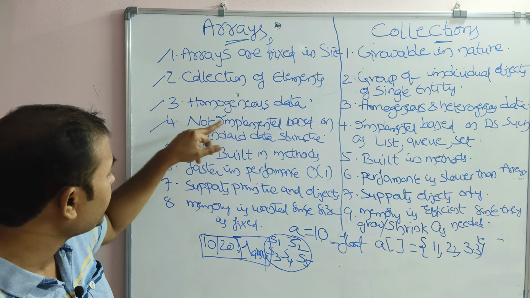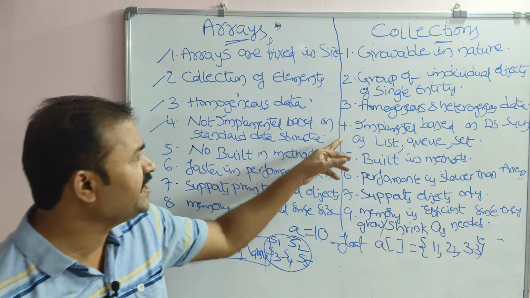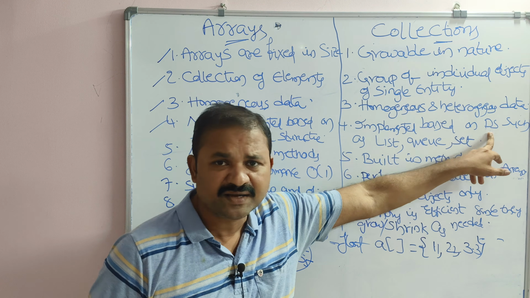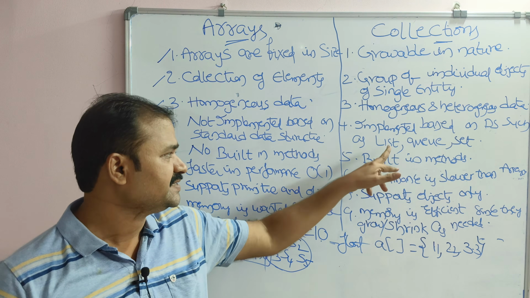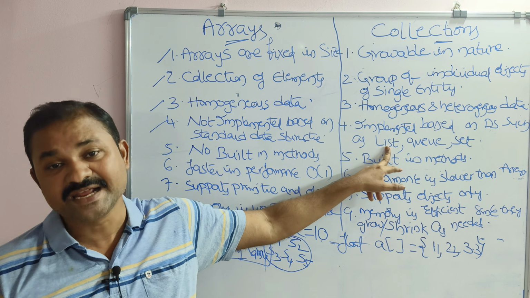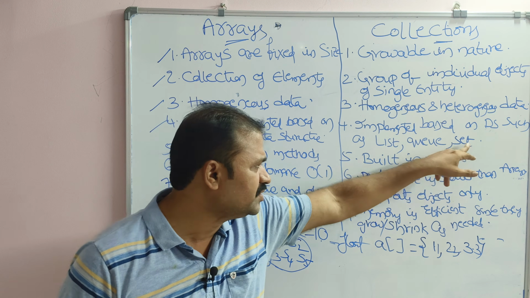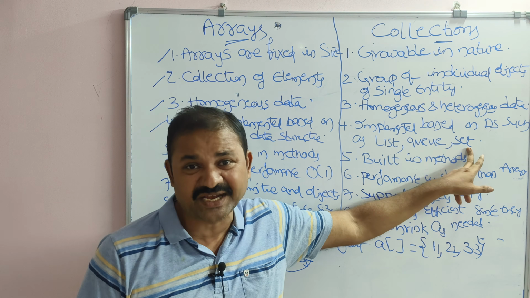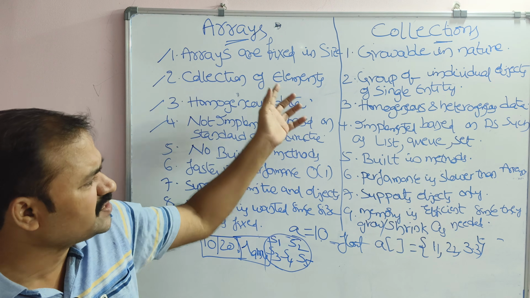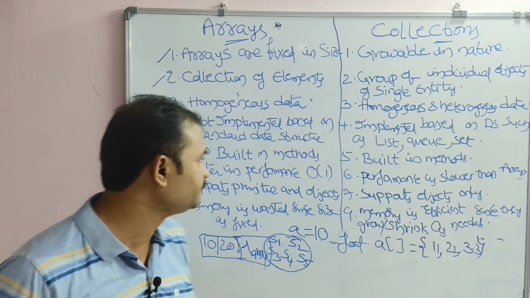So arrays are not implemented based on the standard data structure, whereas collections are implemented based on standard data structures such as list. In list we have array list, linked list, queue, priority queue, double-ended queue, set, and hash set. Likewise we have several sets also. So the collections concept is implemented based on the standard data structures.